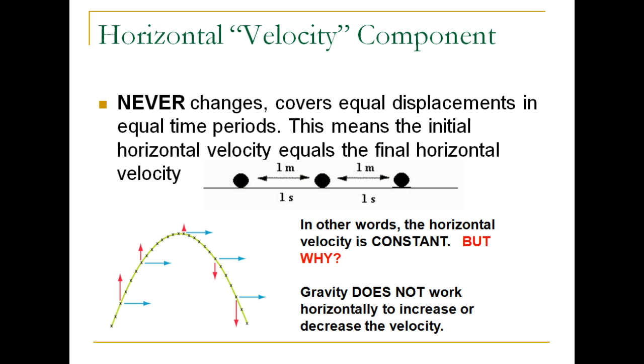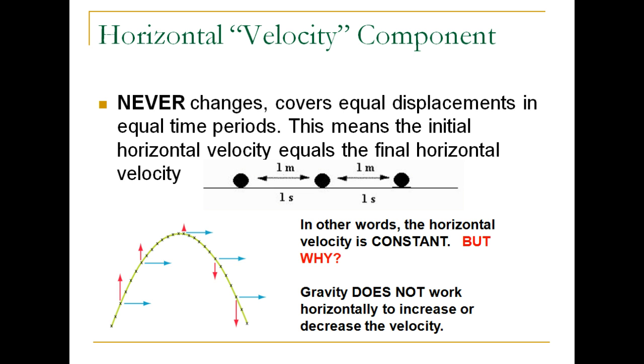Horizontal velocity component, it never changes. It covers equal displacements in equal time periods. So that means the initial horizontal velocity equals the final horizontal velocity. It does not change for a projectile. So if it moves 1 meter in 1 second, it's going to continue to move 1 meter in 1 second till it hits the ground. So the horizontal velocity is constant.